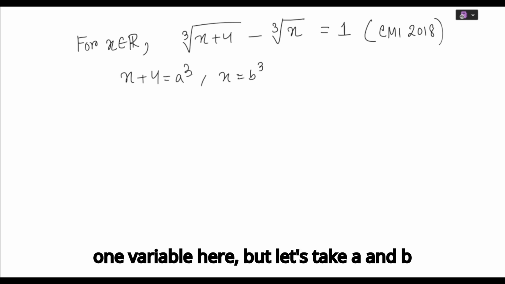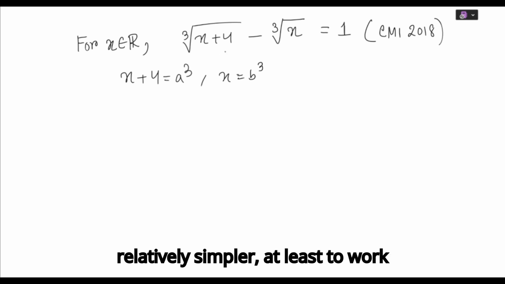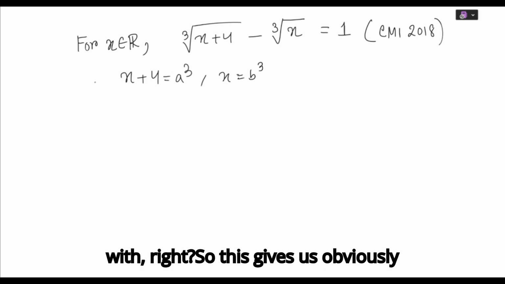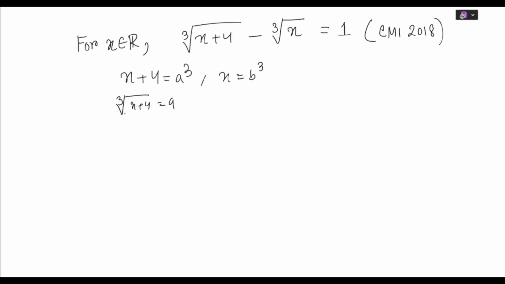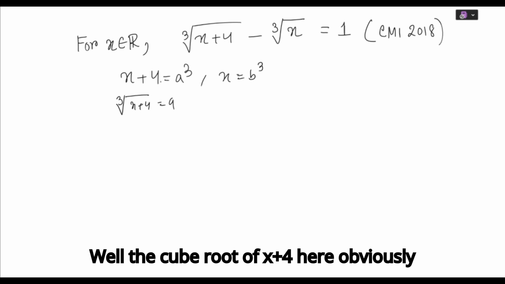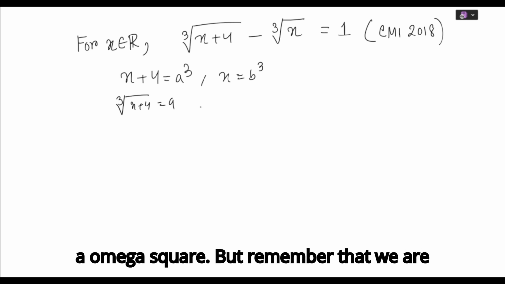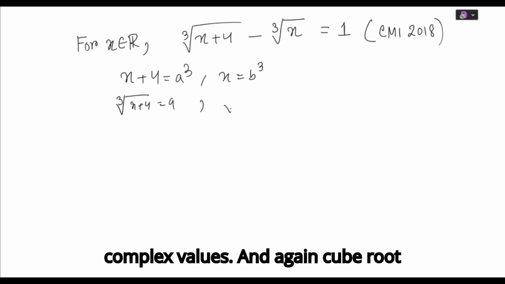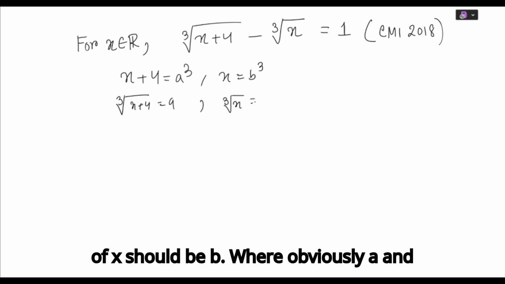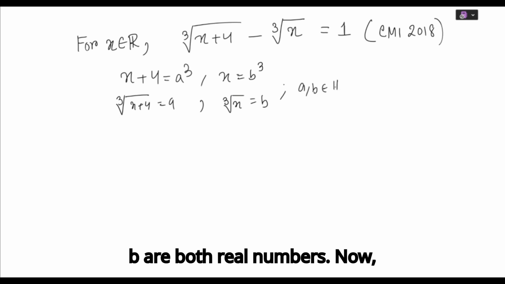I could have done this with only one variable, but let's take a and b both because that is going to be relatively simpler, at least to work with. So this gives us the cube root of x plus 4 equals a. The cube root of x plus 4 obviously has two other values, a omega and a omega square, but remember that we are only dealing with real values and not complex values here. And again, cube root of x should be b, where a and b are both real numbers.